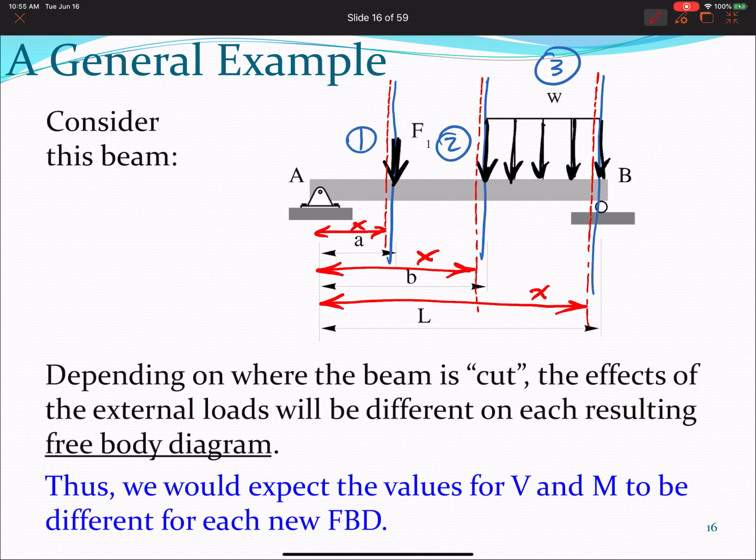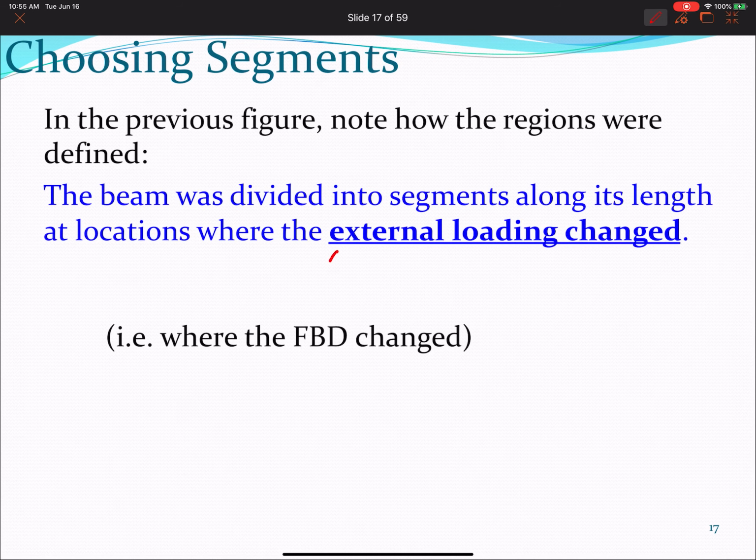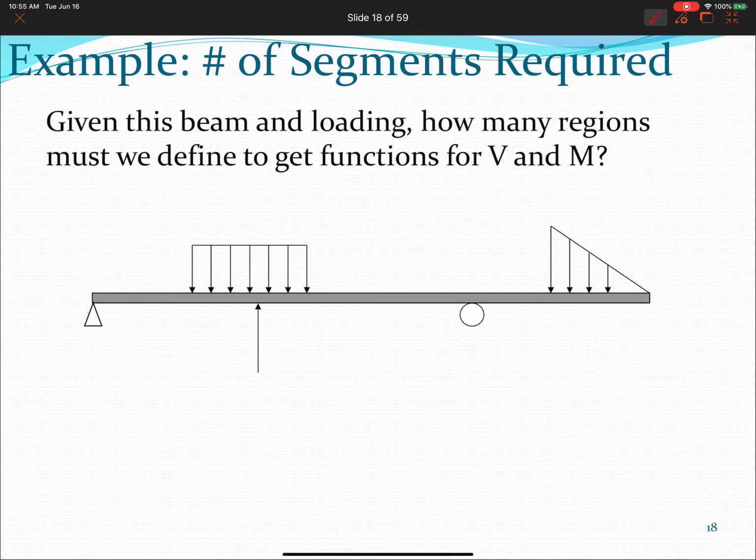So we expect, of course, that the values of shear and moment will be different for each new free body diagram or each segment, right? So we divided that beam into several segments, where the external loading changed, and we include the reactions on external loads, right? So either when the external loading changes, that includes reactions. That's when the free body diagram changes.